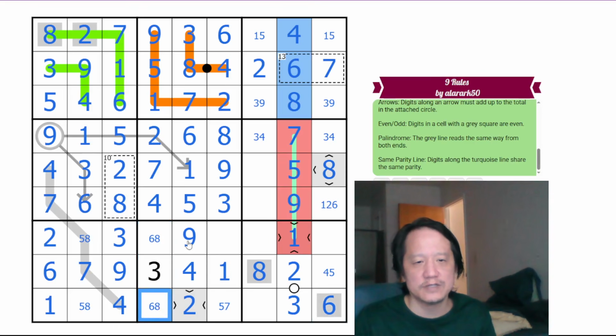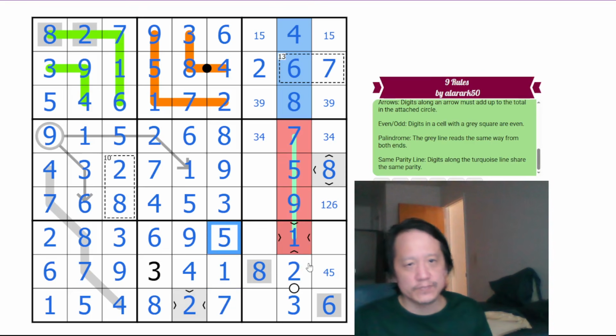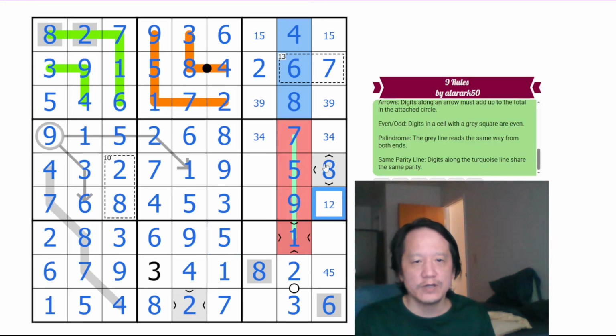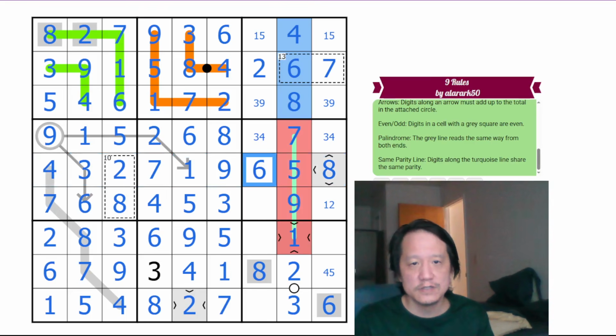6 eliminates 6 here, so it's 8, which makes this a 6. 8 eliminates 8 there, so it's 5 and 8. 5 forces this not to be 5 there, so it's 7. That leaves that as a 5 there. Okay. No more 6 available here. Remaining digit in row 5 is a 6. Remaining digits in row 6 are 1 and 2.